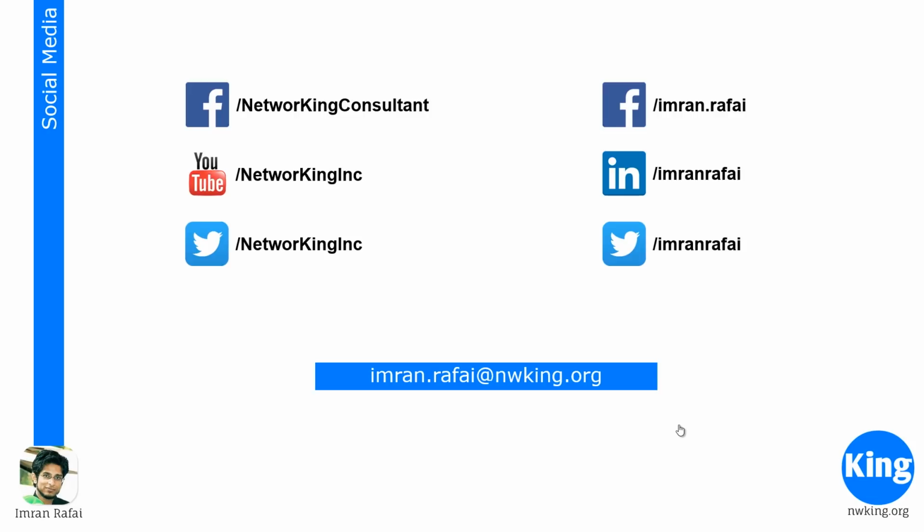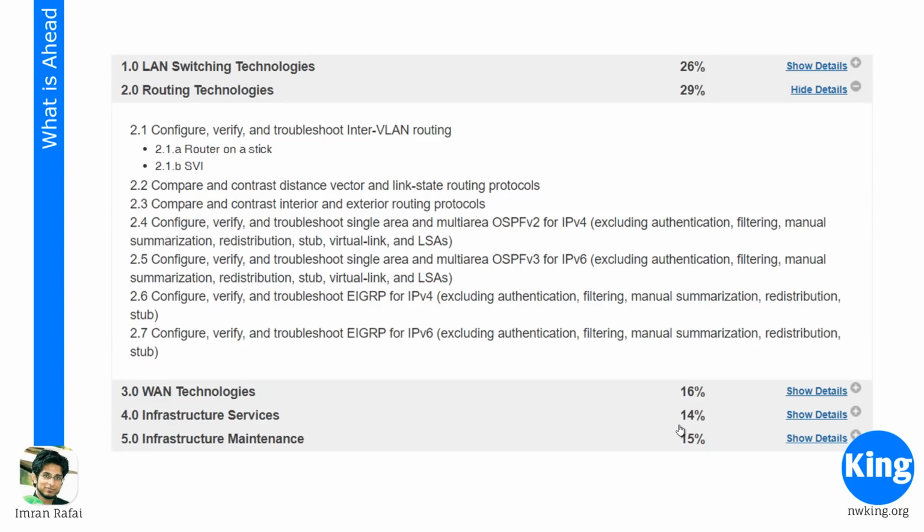So on the section below. So what are we going to learn in today's video? In the last video, we did 2.4, right? So 2.4 is configure, verify and troubleshoot single area and multi-area OSPF version 2 for IP version 4.